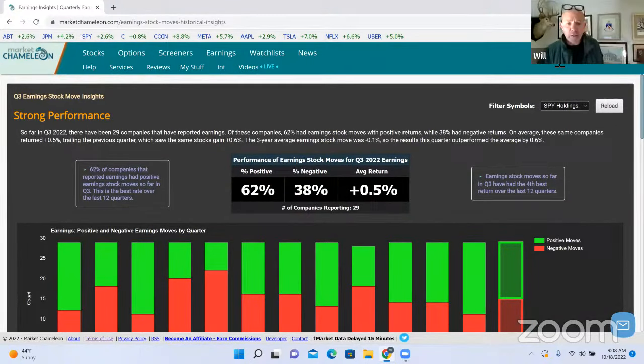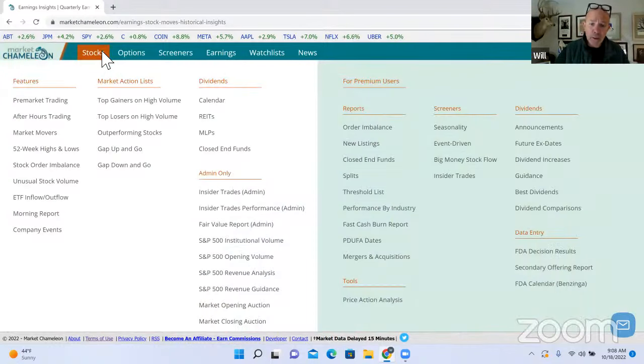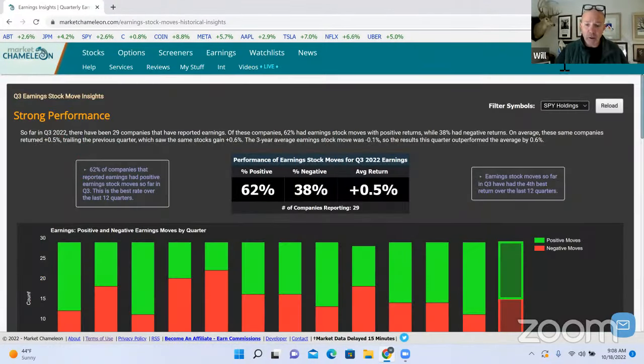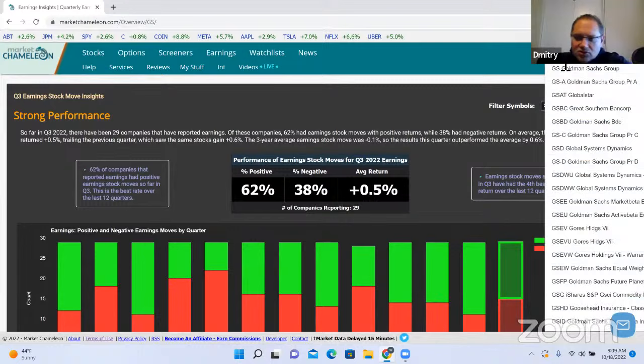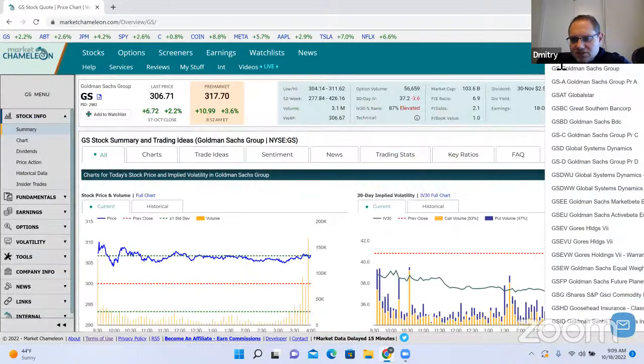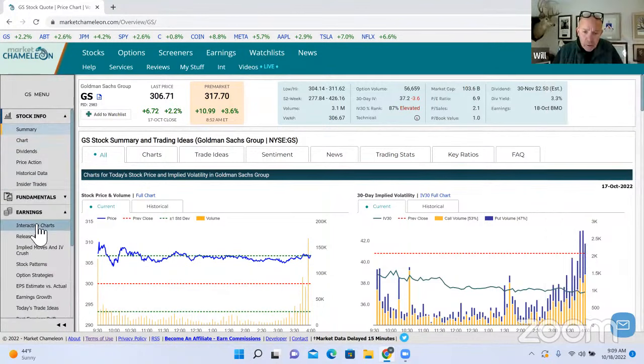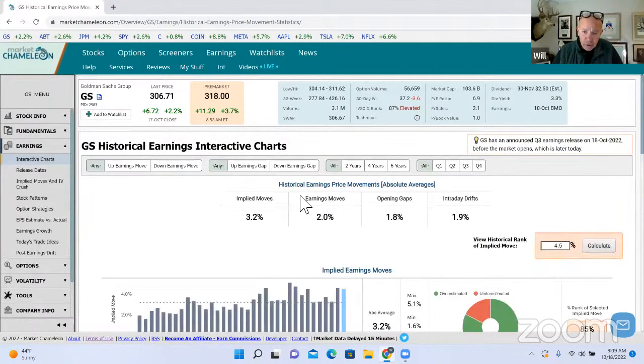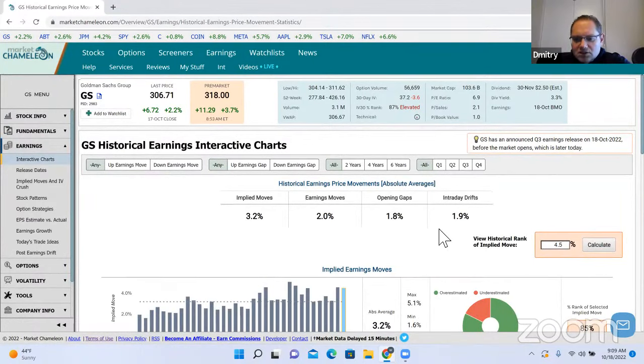We did have a question from Michael McCrae. He was asking, under stocks, earnings, interactive charts, what is the look back period for the over-under estimate pie chart? Let me take a look. So I'm going to go to Goldman Sachs. Under Goldman Sachs, under Earnings, and then it says interactive charts, I guess. Okay.